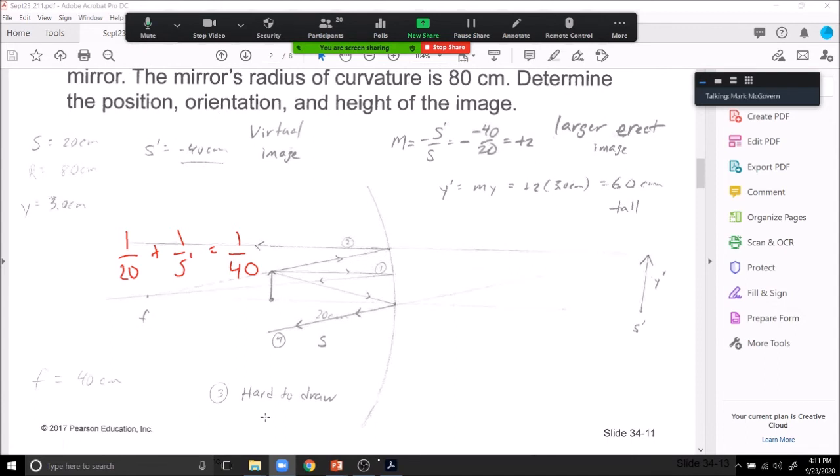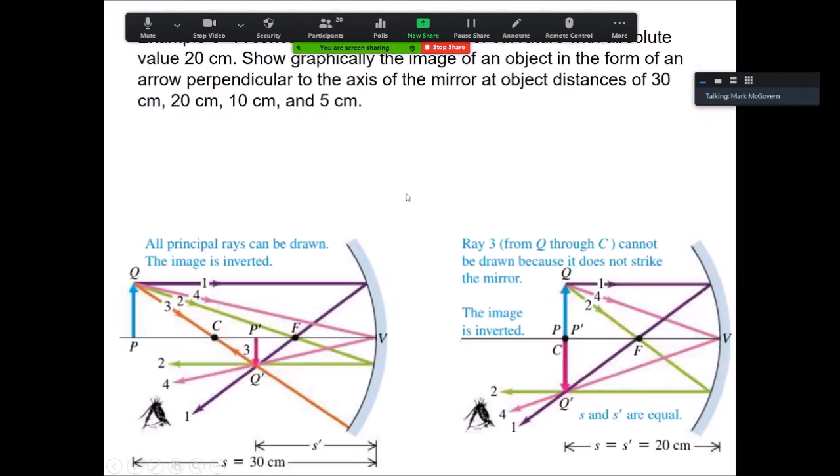Okay, fantastic. 3 is hard to draw. Yes, it is.